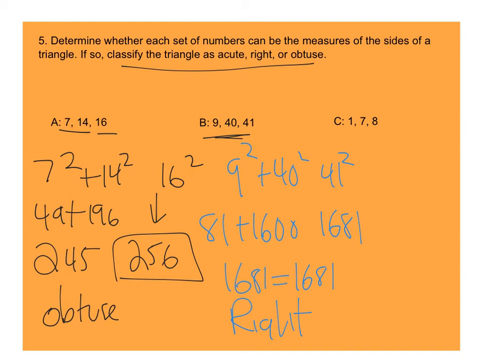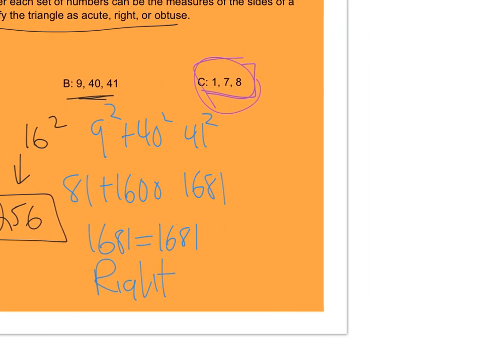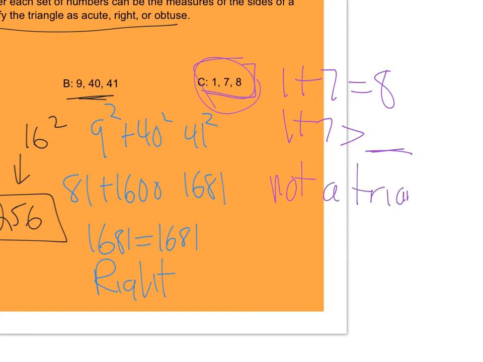Okay, now for letter C. Before you get too excited and get going on this problem, take a look at something. 1, 7, and 8. Well, in order to be a triangle at all, any two sides have got to be bigger than the third. So I've got 1 plus 7 equal to 8. 1 plus 7 has to be bigger than whatever the third side is. So this is technically not a triangle.